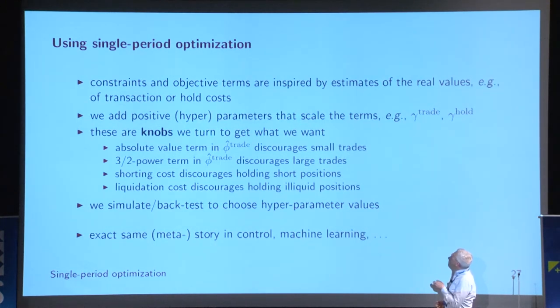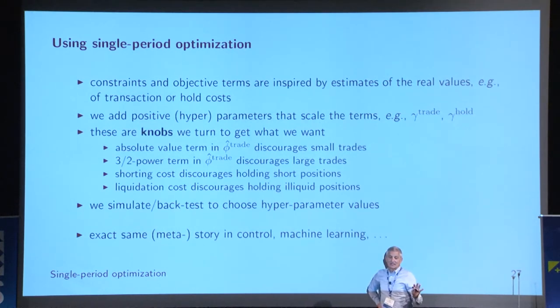But then you add hyperparameters that scale the terms. For example, I can scale the trading cost and the holding cost. These are exactly as in control and exactly as in machine learning. These are knobs that you turn to get to what you want. The knobs are basically part of your directive to the optimizer to try to do certain things, try to avoid certain trades, try to avoid holding certain things. So for example, if I scale up and down the absolute value in the trading term, of course, it gives you sparse trades. And it discourages trading little bits and pieces, if you don't like that. In a minute, I'll say exactly how you would do this.